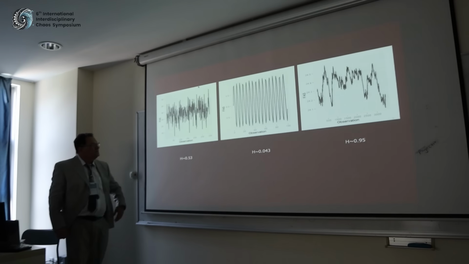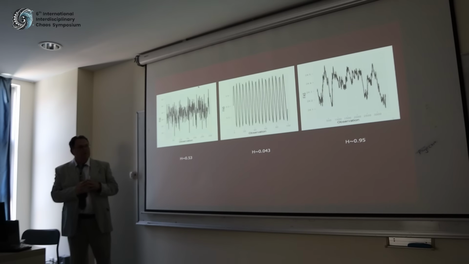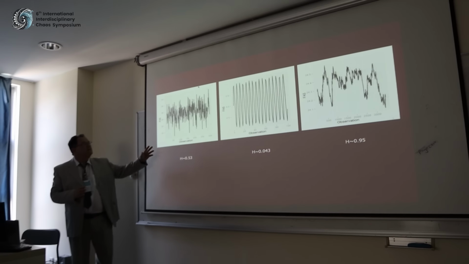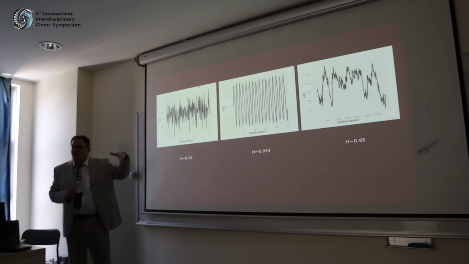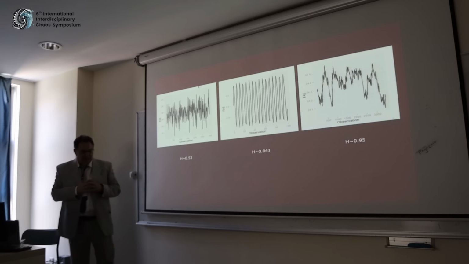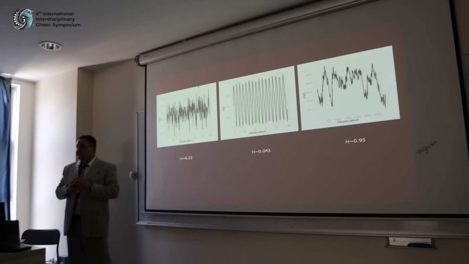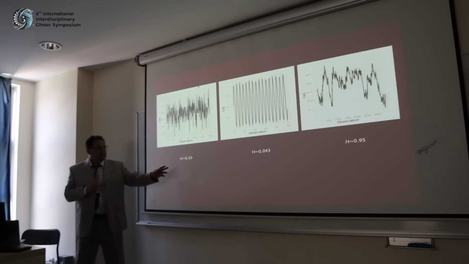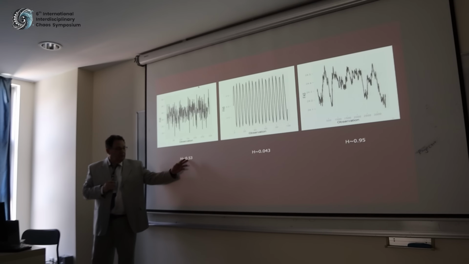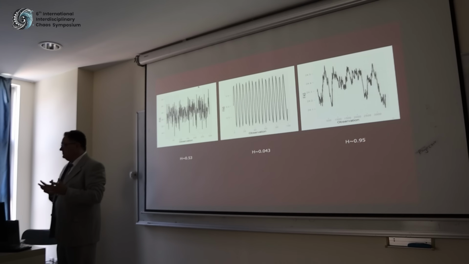In this case, the Hurst value is near 0.5. And this is unpredictable. We don't know what will happen next. So if we take a time series of stock prices and see in this time period that the Hurst exponent is near 0.5, don't make predictions. You don't know what will happen next.